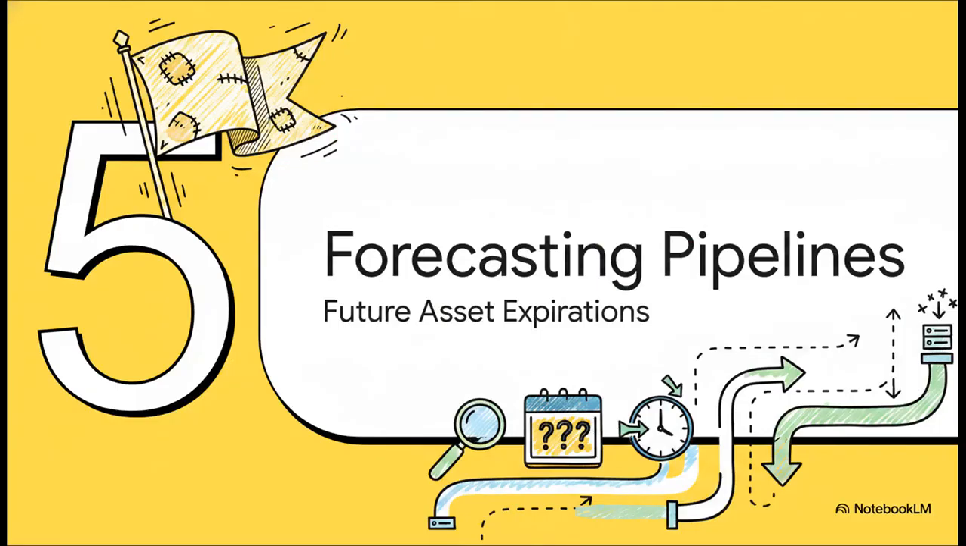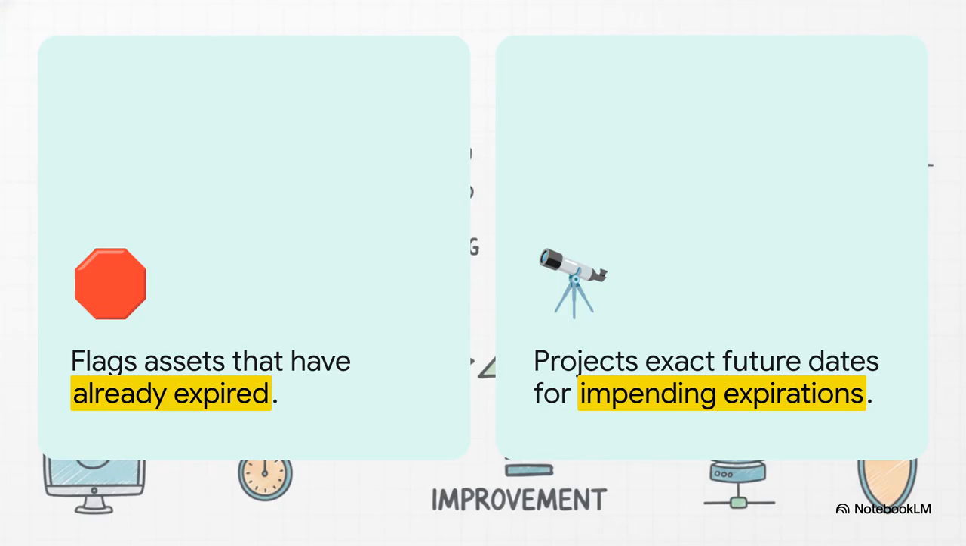Let's look at part 5, forecasting eligibility pipelines. You see, relying solely on that weekly scheduled job we just debugged is actually pretty insufficient for high-level financial planning. Why? Because the job only tells you what has already expired. It's totally reactionary. IT procurement and financial analysts need dynamic pipeline forecasting.